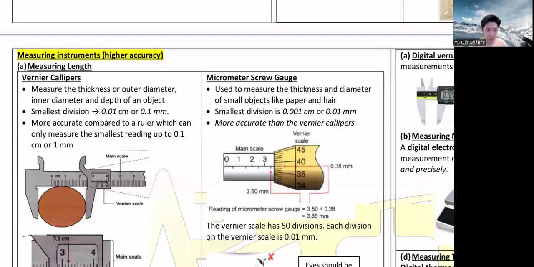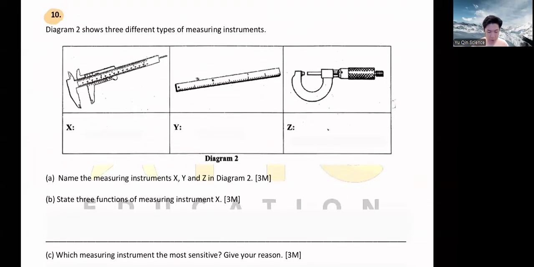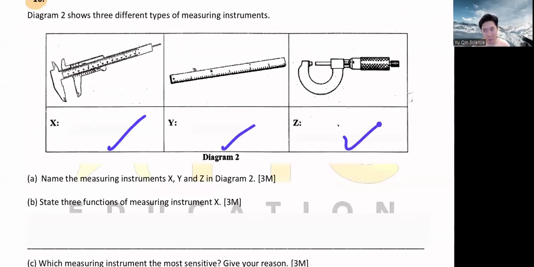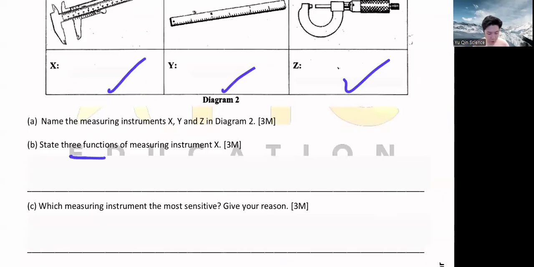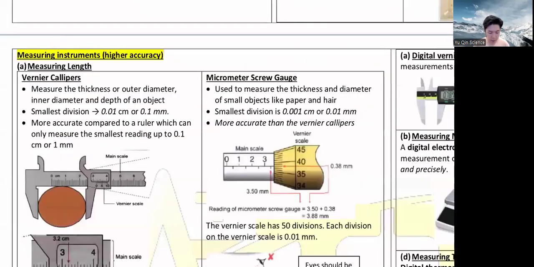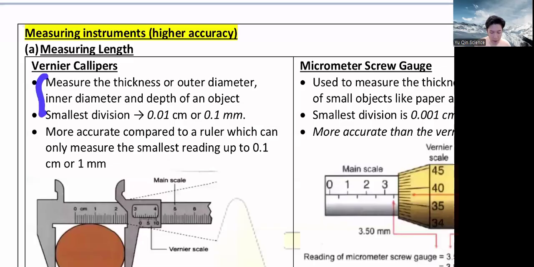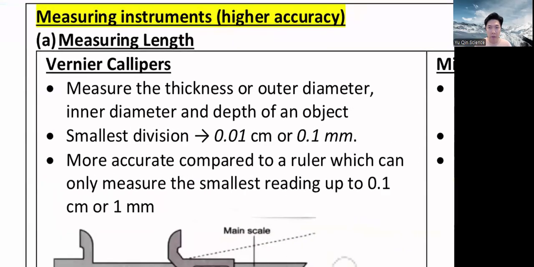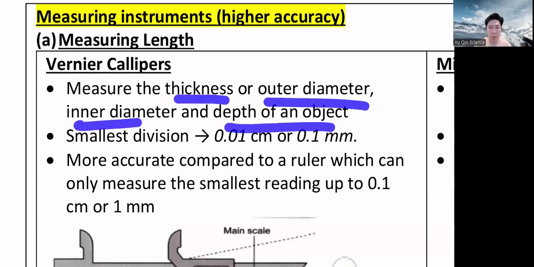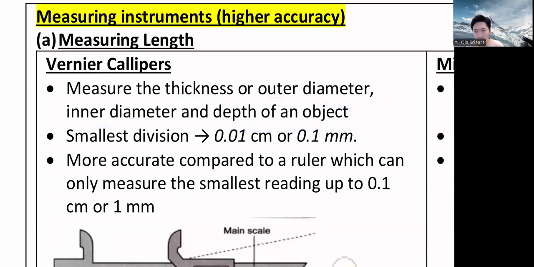You're good with the names and the function. Did you all copy already? So obviously this is vernier caliper, this is ruler, this is micrometer screw gauge. Three functions of X. X is vernier caliper. I think here you have 4 functions already, right? Measure thickness, outer diameter, inner diameter, depth. You have 4 answers, so you pick any 3. Or just do the whole thing if you don't mind. Just write all 4 answers onto the line.